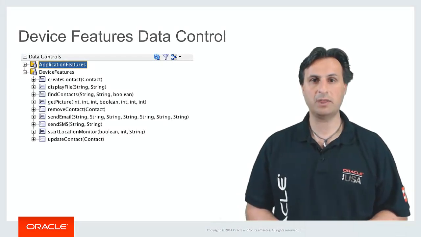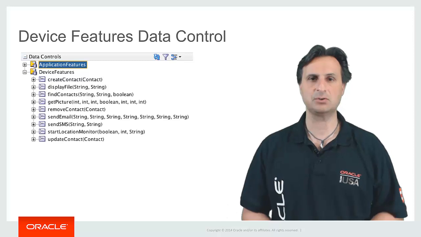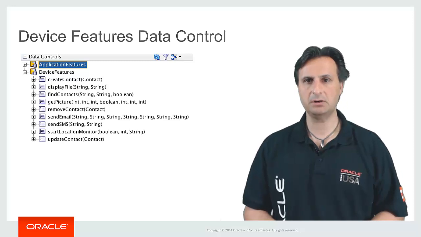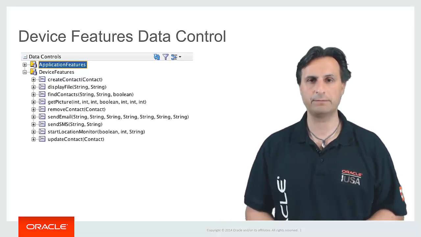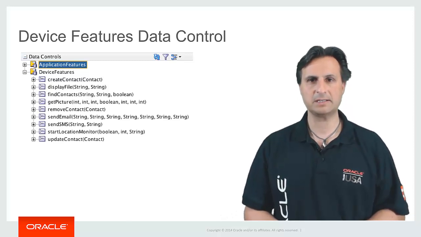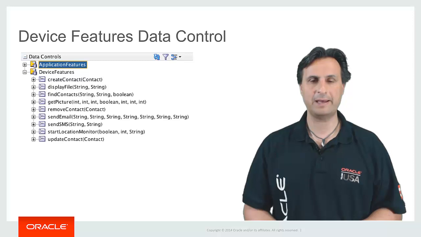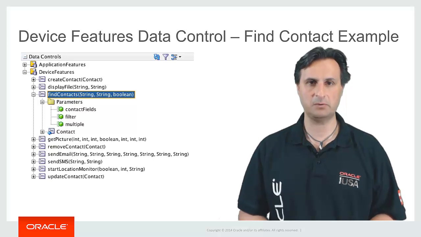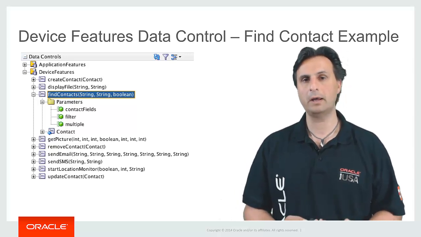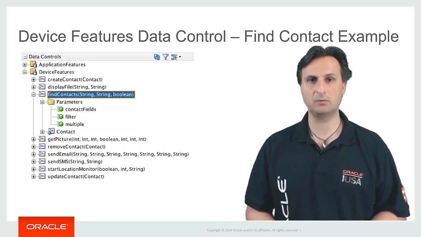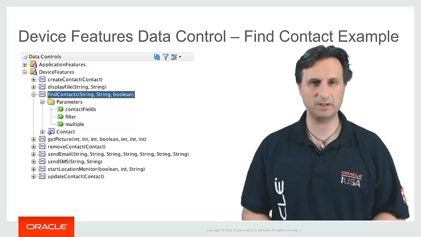Here is a screenshot that actually shows you how the device data control looks in the data control panel. You see the structure of functionality. Here it's just a flat listing of features exposed through the Cordova API. So I can send an SMS, I can take a picture, I can access the contacts, and if I expand one of these nodes, then I get additional information, like for instance the parameter that it will expect me to provide when I call that functionality. This is also what MAF can work with when it comes to declarative development.